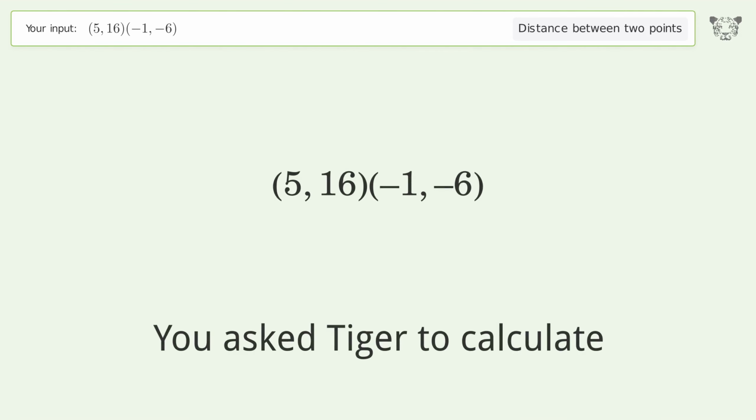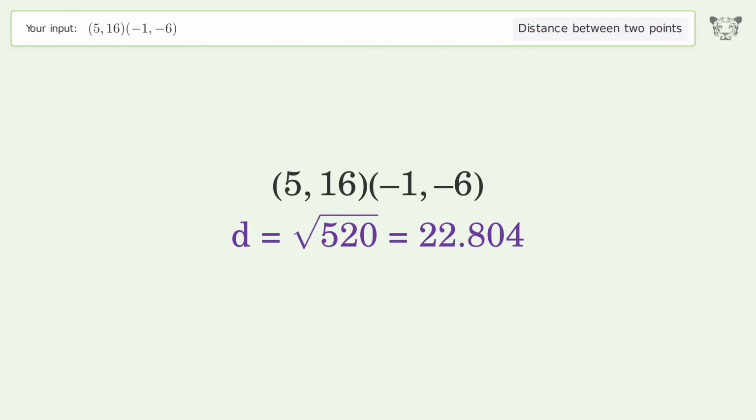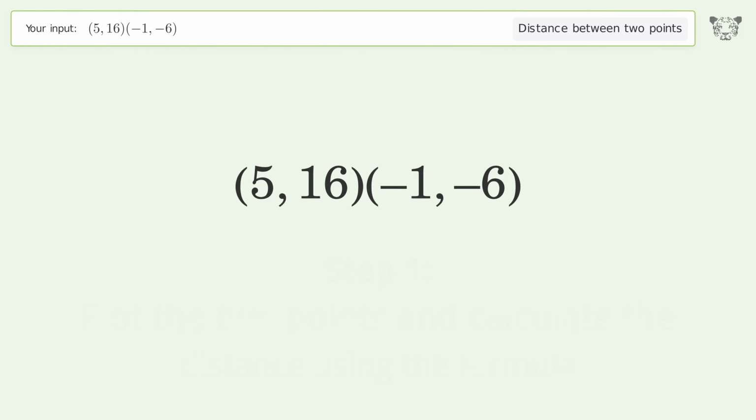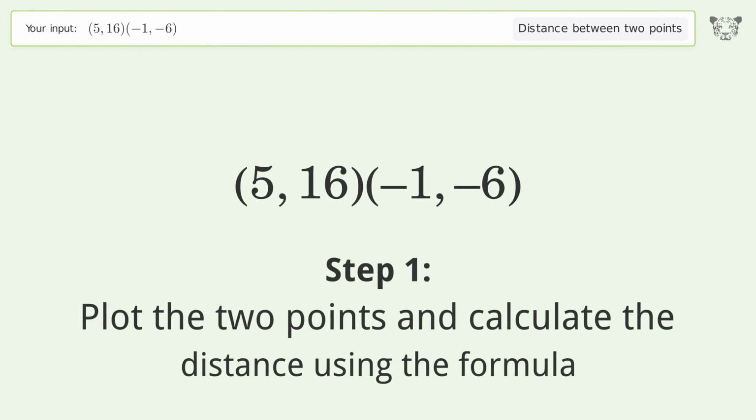You ask Tiger to calculate. This deals with the distance between 2 points. The distance between the 2 points is the square root of 520, or 22.804. Let's solve it step by step. Plot the 2 points and calculate the distance using the formula.